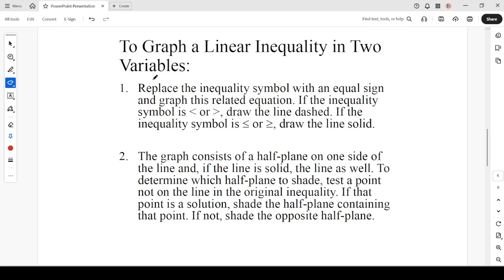So what do you do? First of all, replace the inequality symbol with the equal sign. So for example, let's say you want to plot the graph of x plus y is greater or equal to 5. First of all, plot the graph of x plus y equals 5. Okay, and then if you have just a greater than sign or less than sign, then draw a dashed line, and if you have a less or equal or greater or equal sign, then draw a solid line.